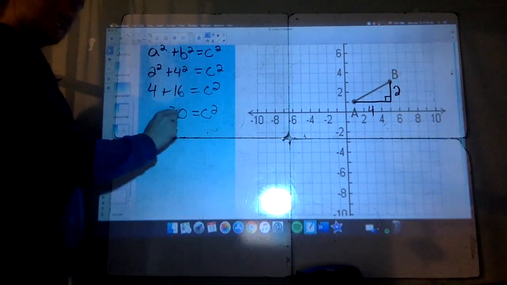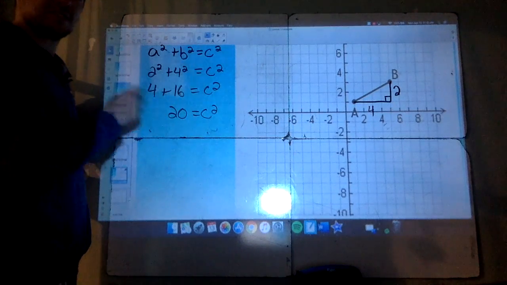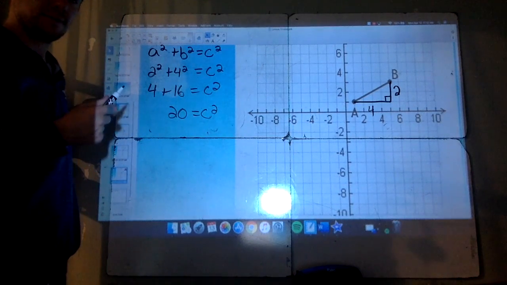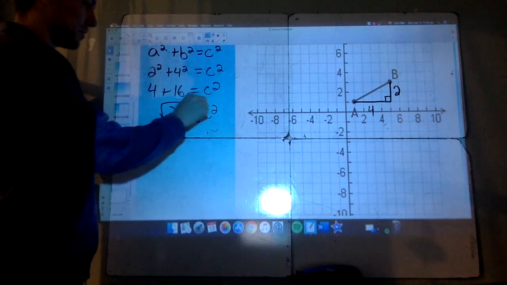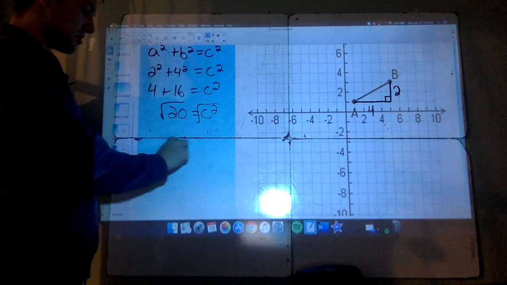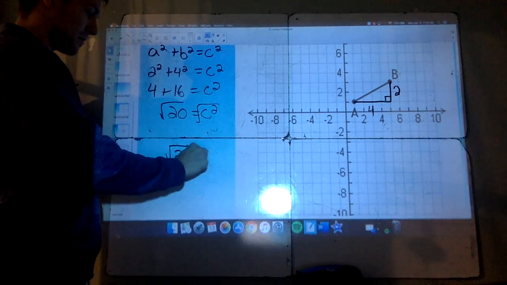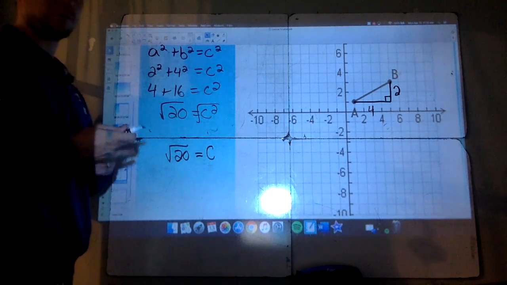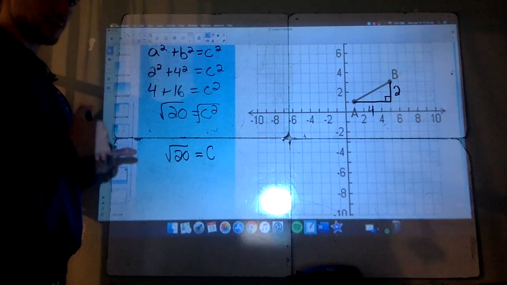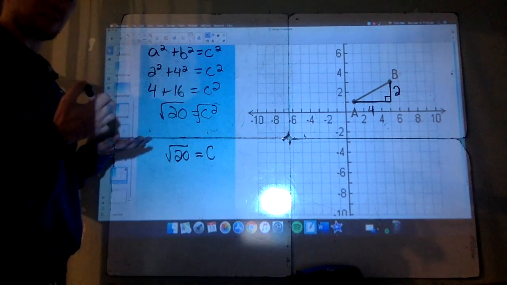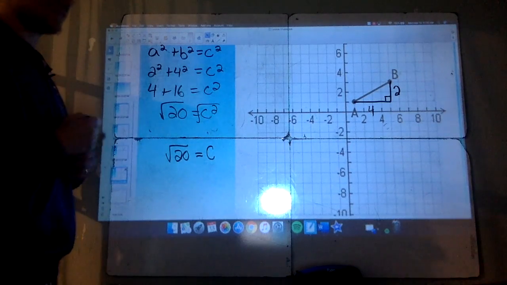All right, so when you get to this step, is there a number times itself that's exactly 20? No. So we're going to have to square root both sides, and we are just going to leave it as the square root of 20. You don't need to do anything more than that, since there's no exact number. In the last one, it was exactly 5, but here we don't know it, so you just leave it as square root of 20.